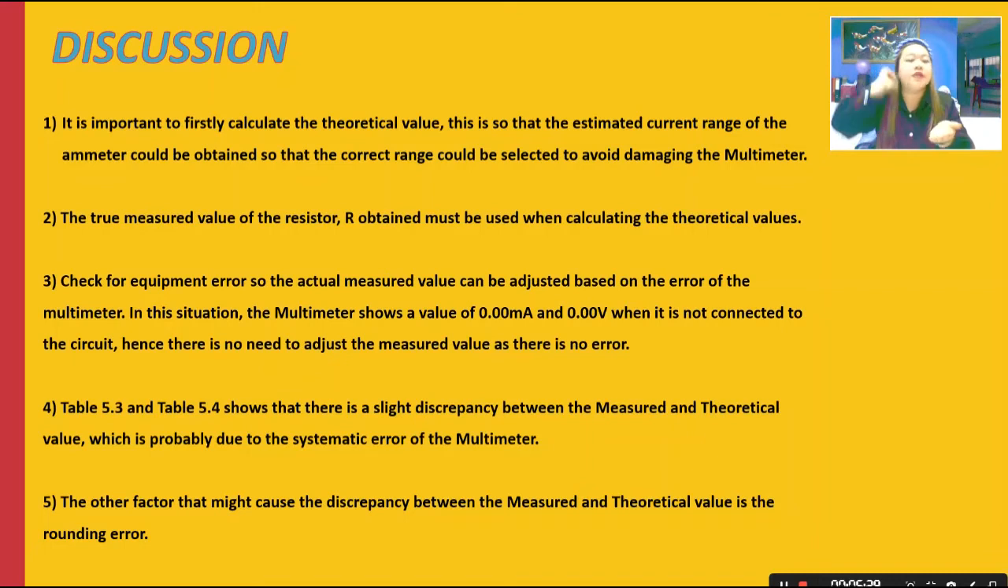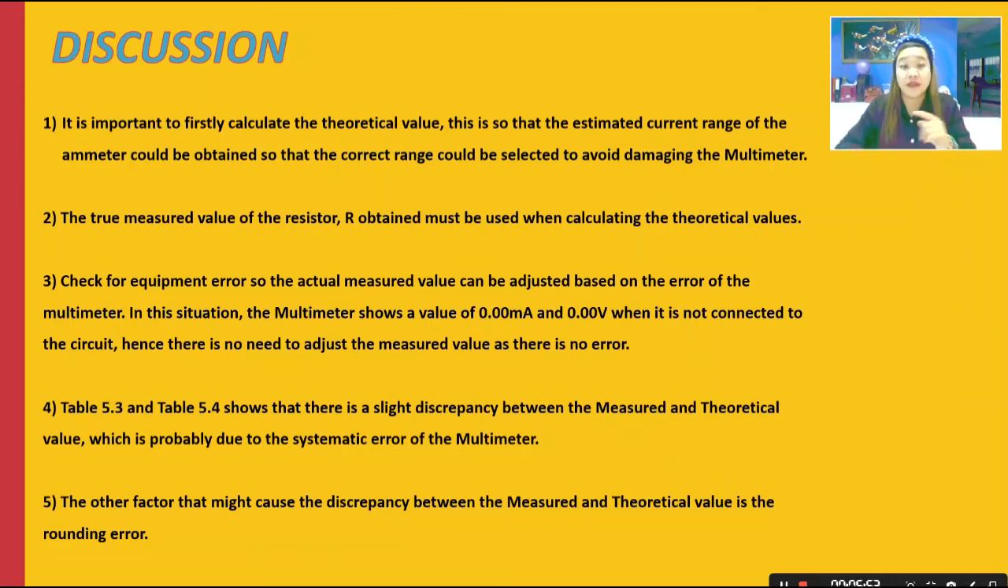Okay, so then after that we have to also check for equipment error. So the actual measured value can be adjusted based on the error of the multimeter, or our equipment. In this situation, in our video, as you can see, the multimeter shows a value of 0 milliampere and 0 volt when it is not connected to the circuit. Hence, there is no need to adjust the measured value as there is no error.